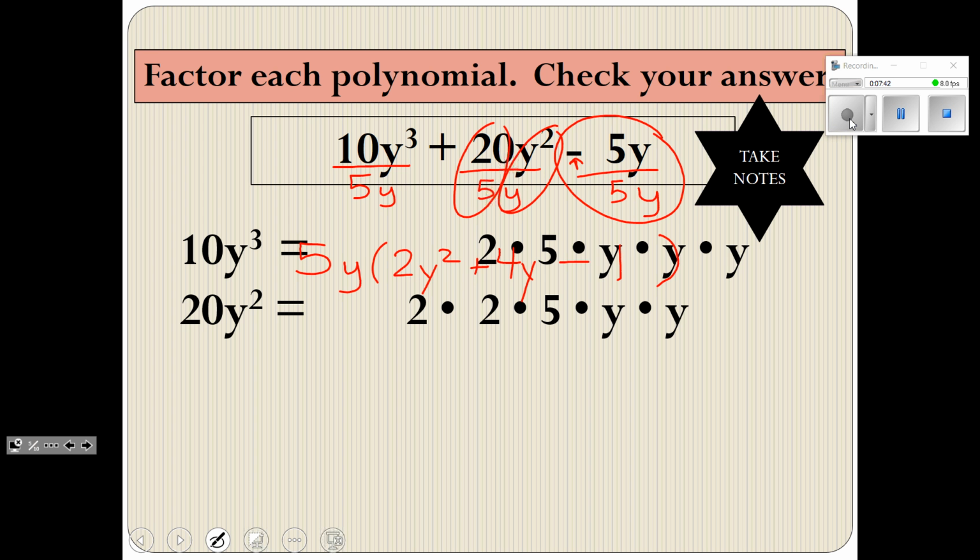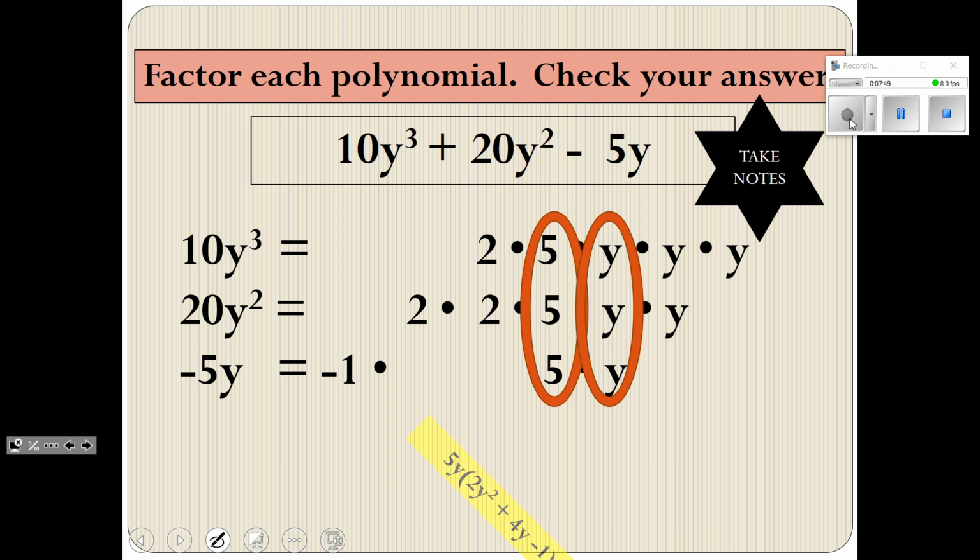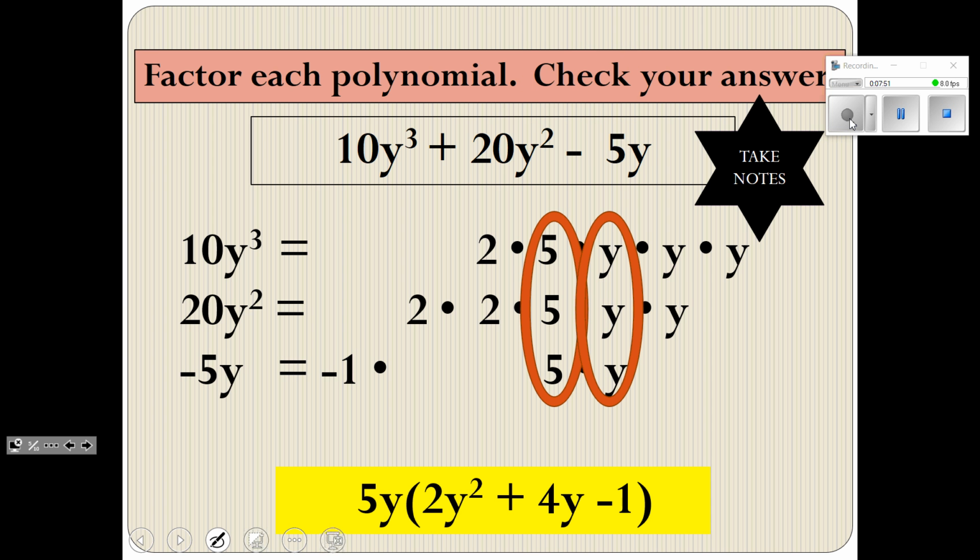Again, on my PowerPoint here, I show the other way where we list out all of the prime factors. We look for what they share. That becomes your greatest common factor of 5y. We look to see what is left. 2y squared is your first term. 4y is your second term. And a negative 1 is your third term.